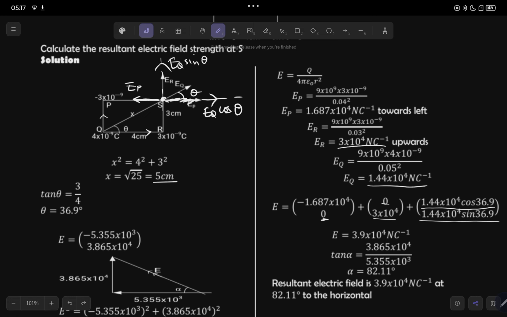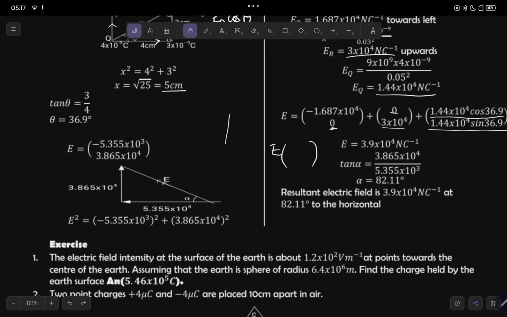So when you work out that one, you will get the vector form, of course, of the electric field intensity first. Then you look for the resultant using Pythagoras theorem and the angle concerned. And the angle concerned also is got. So when you work out these ones, here you come here.